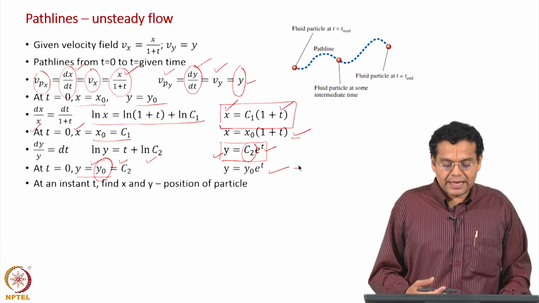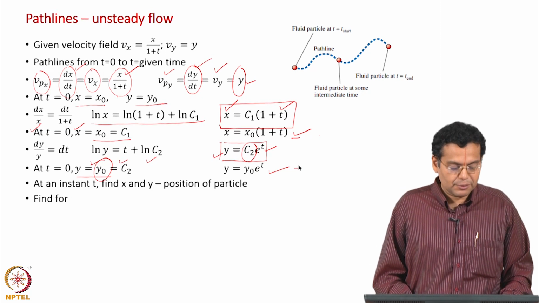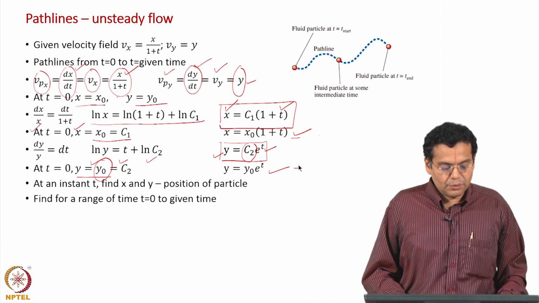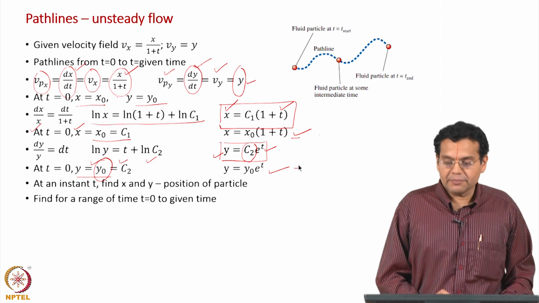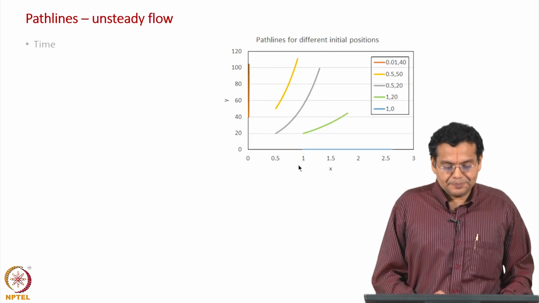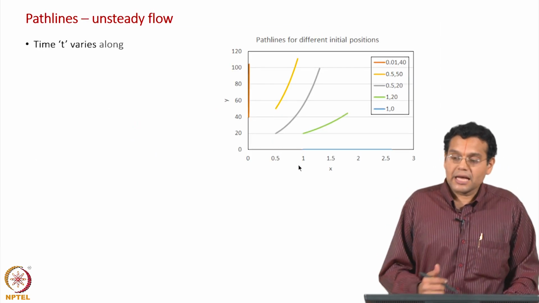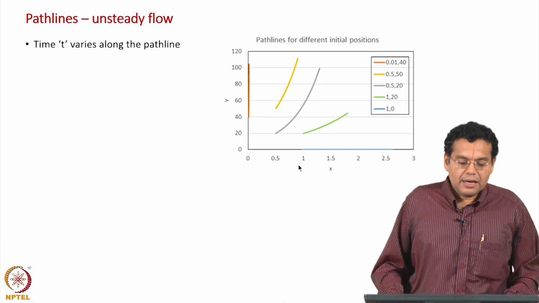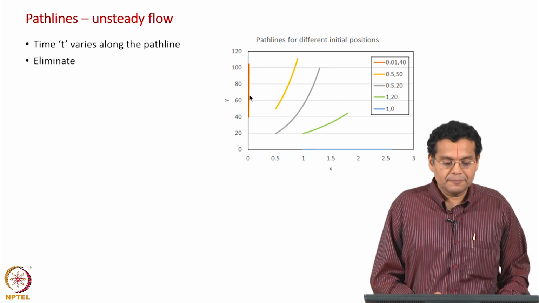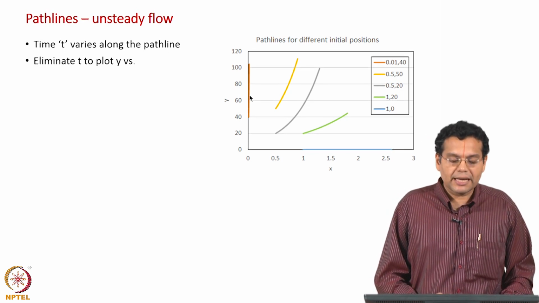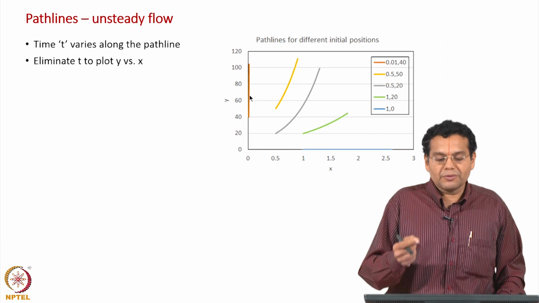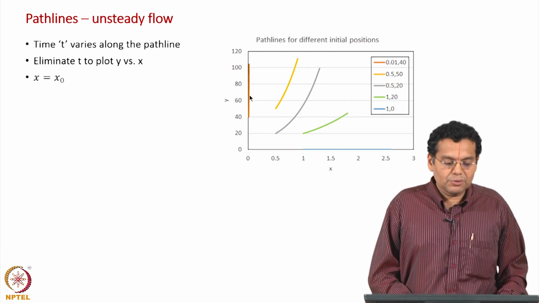At an instant, we can find the x and y position of the particle, that is what I explained to you now. Now, you can find the x and y positions for a range of time, t equal to 0 to a given time. Now, as we have done in the earlier case, I can eliminate t, since t varies along the path line. So, we can eliminate t so that I can plot y versus x. Finally, the path line is a plot between y and x. So, we will have to eliminate t. Okay. So, how do we do that?